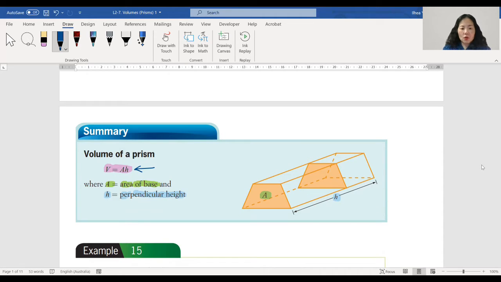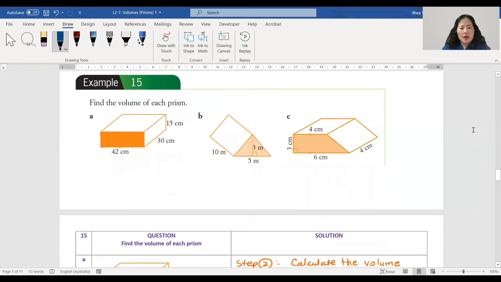Capital A stands for area of base. Okay, that's the base here. This is a trapezoidal prism here, right there. H is the height. The height is perpendicular to the base. Find the volume of each prism. So we have 3 prisms here.